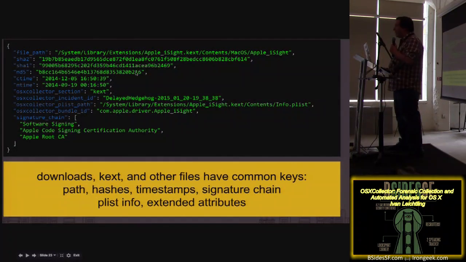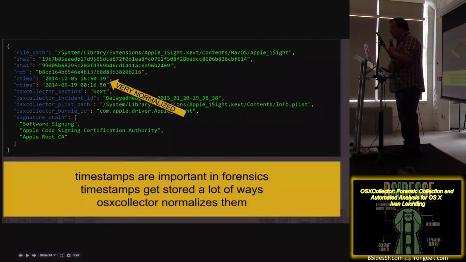We hash the hell out of the file, get a bunch of hashes for it, get the creation time, the modified time. We just try to get a bunch of information that we're going to want to look at later. And it's common across all these different kinds of files. Extended attributes, we get the signature chain. Who signed this binary?